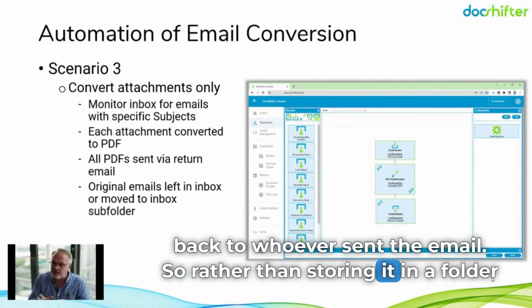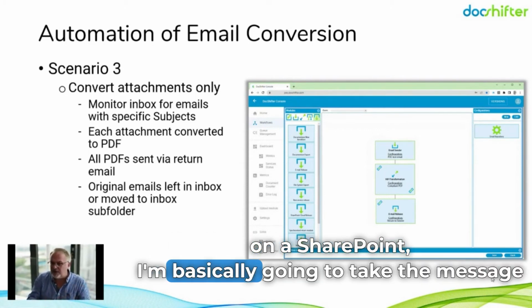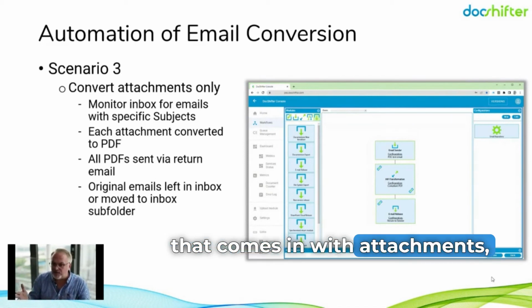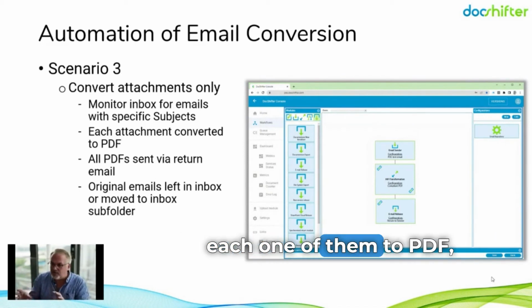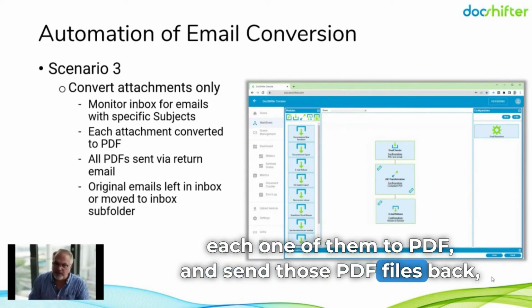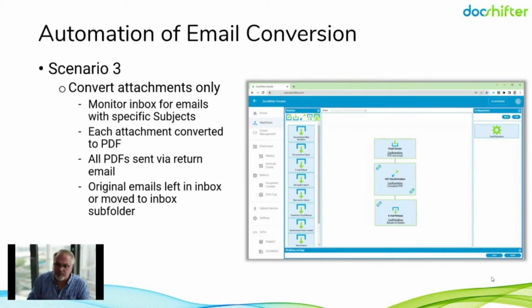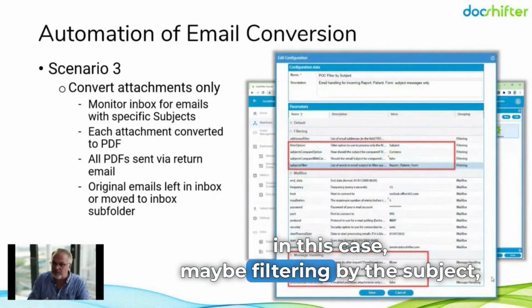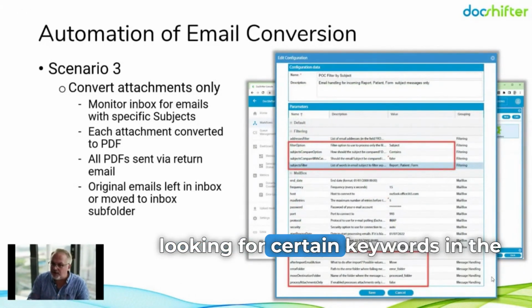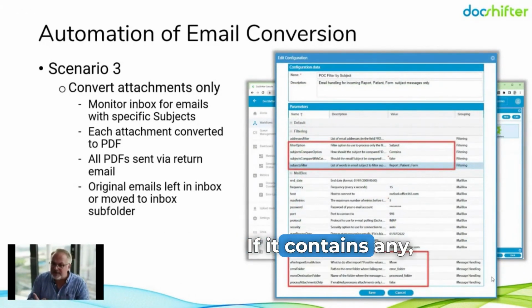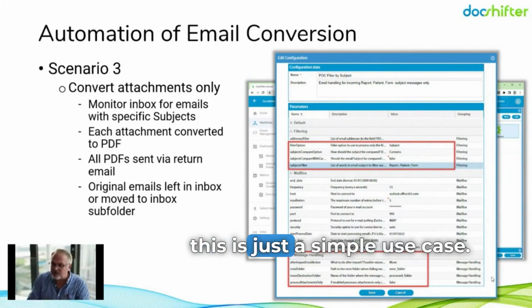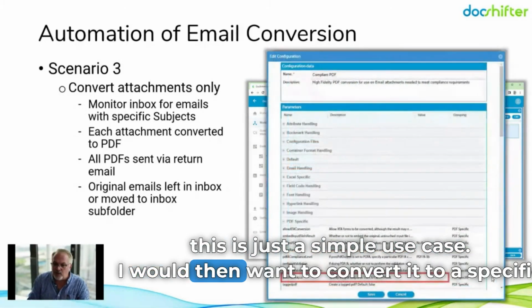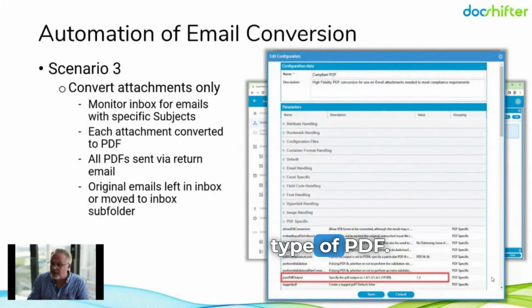So rather than storing it in a folder on a SharePoint, I'm basically going to take the message that comes in with attachments, convert each one of them to PDF, and send those PDF files back, if you like. So in this case, what I've got is a simple workflow again. In this case, maybe filtering by the subject, looking for certain keywords in the subject. If it contains any, in this simple use case, I would then want to convert it to a specific type of PDF.